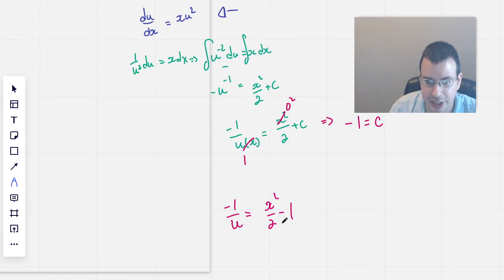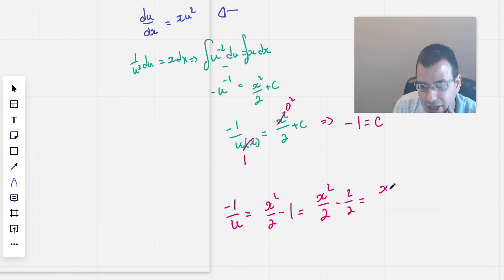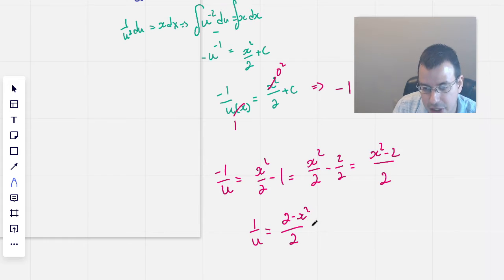Okay, so now we got to this point, but we kind of want the u to be up top and look a little prettier. So we're going to do something like x squared over 2 minus 2 over 2 equals x squared minus 2 over 2. Therefore, 1 over u, this is just algebra, but it's one of those things where sometimes it's the algebra that makes things tough in life. All right, so then flipping this up, we have u equals 2 over 2 minus x squared. That's an x. And we know that u equals dy/dx.